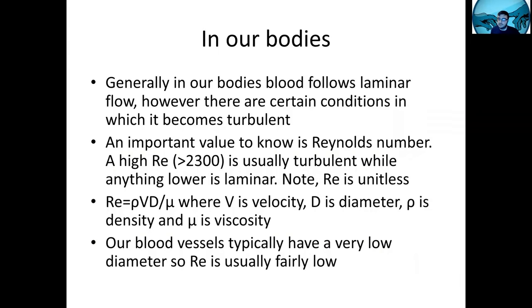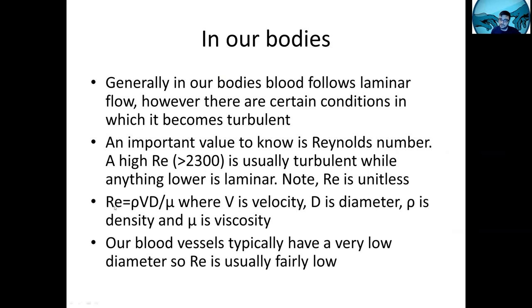So let's talk about our bodies. Generally in our bodies, blood flows laminarly. However, there are certain conditions in which it becomes turbulent. An important value to know is the Reynolds number. A high Reynolds number, usually more than 2,300, is usually turbulent, while anything lower is laminar. Note Reynolds number is unitless because all the units cancel out.